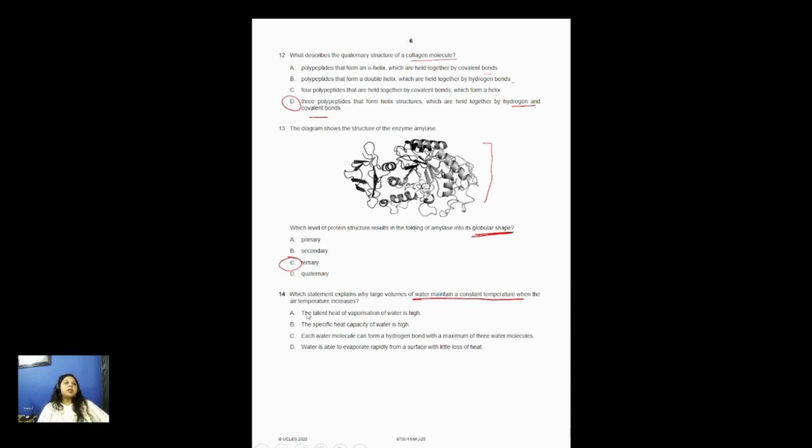Which statement explains why a large volume of water maintains a constant temperature when the air temperature increases? This is about the properties of water, how it stores heat. The term we use for this is specific heat capacity. That's why it stores a lot of heat before its temperature rises by 1 degree.